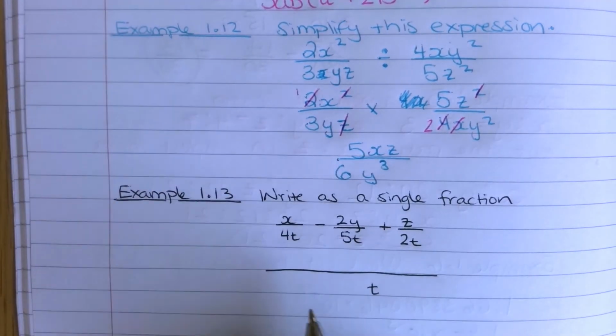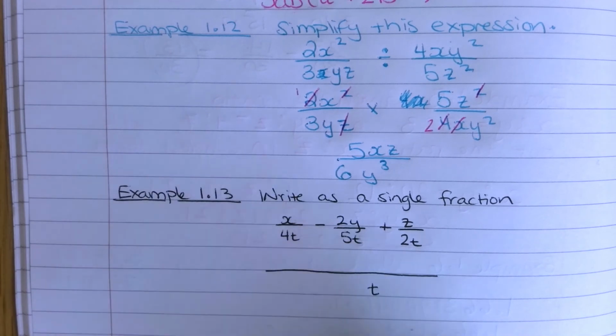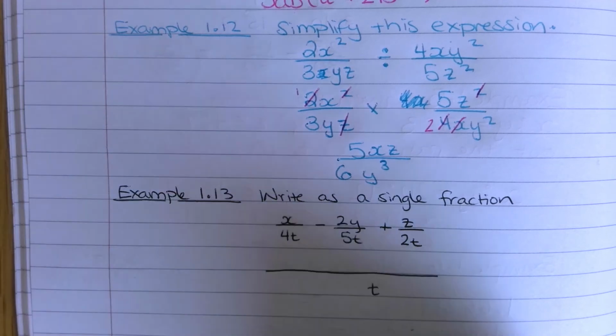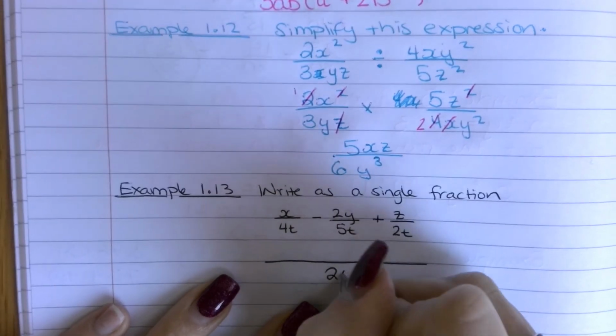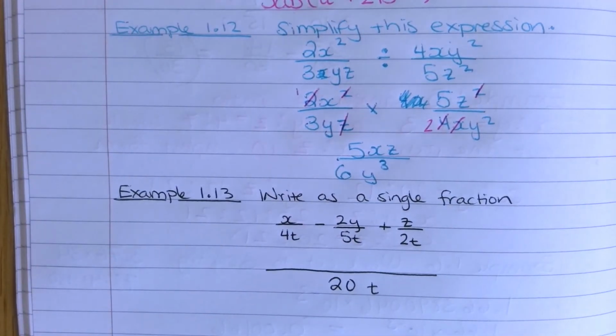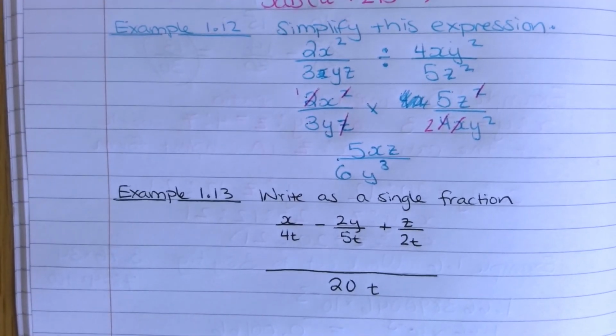Now I'm going to take a look at my numbers, and I see 4, 5, and 2. Now I want to figure out what number I can turn 4, 5, and 2 all into using multiplication. And that number is going to be 20. So my goal is to get all of my denominators to become 20t. And whatever I do to my denominator, to get it to become a 20t, I'll have to do to my numerator in order to keep equivalent fractions.